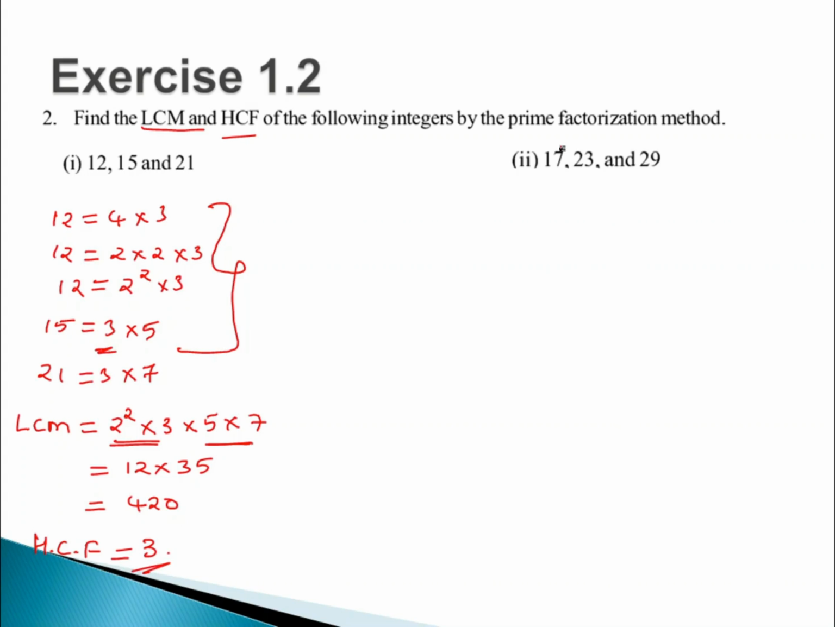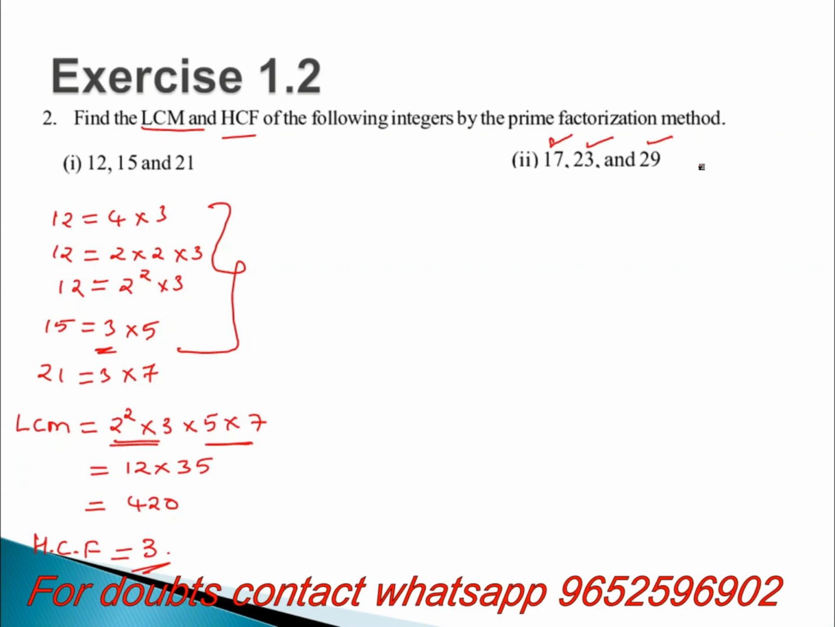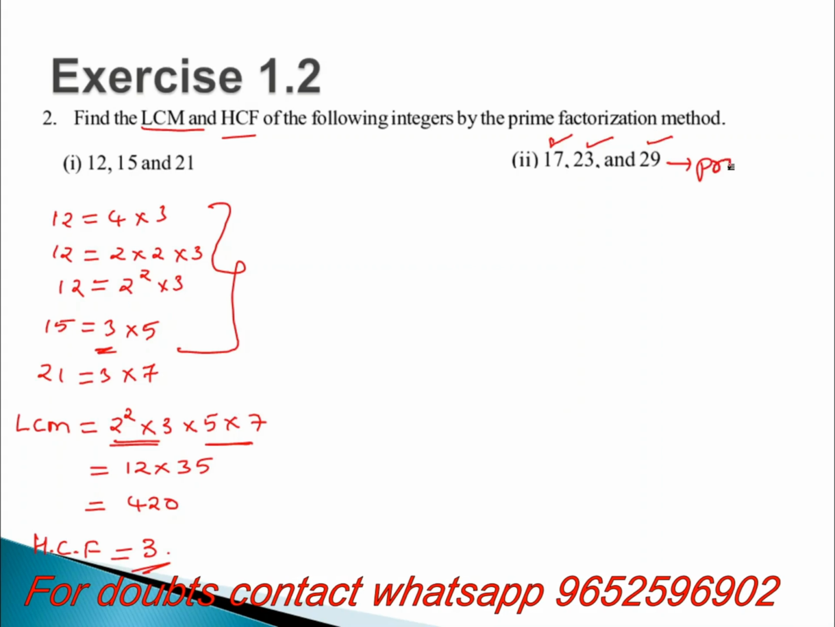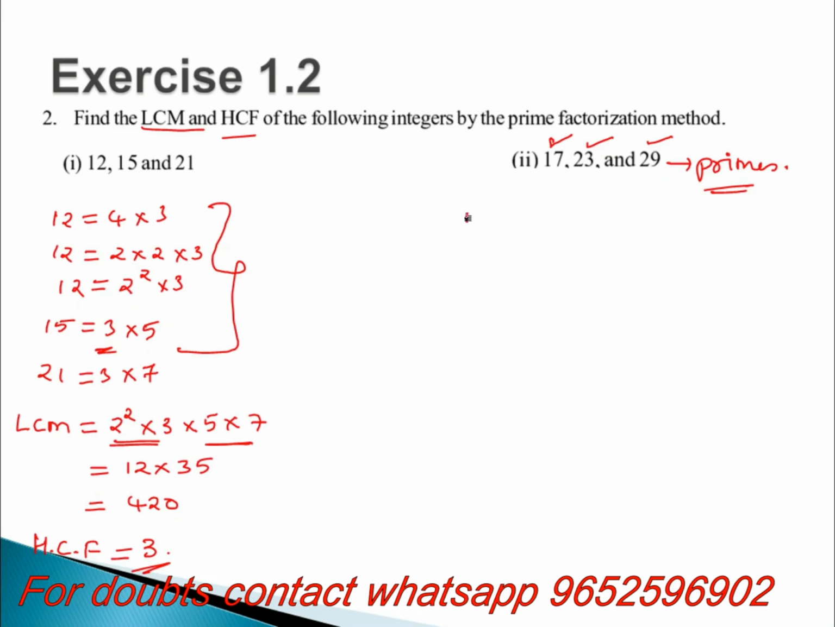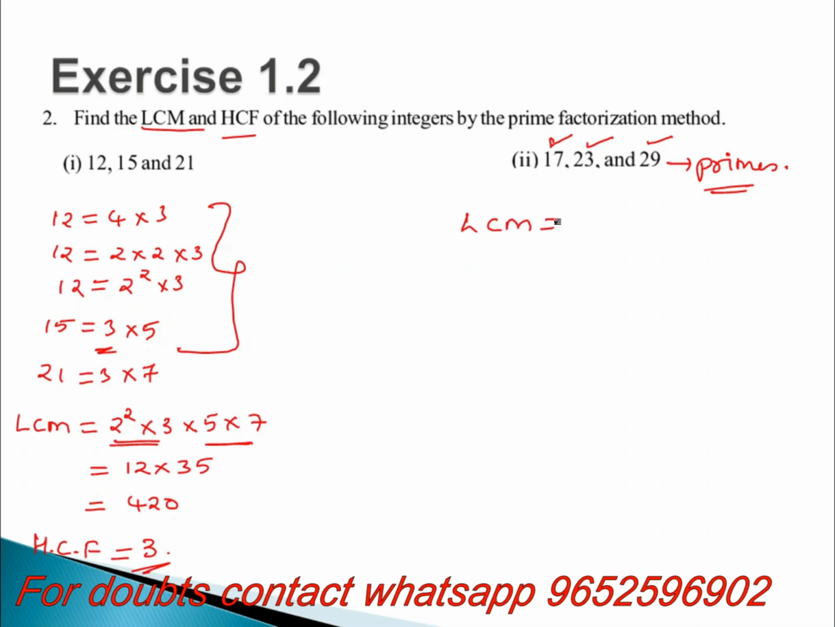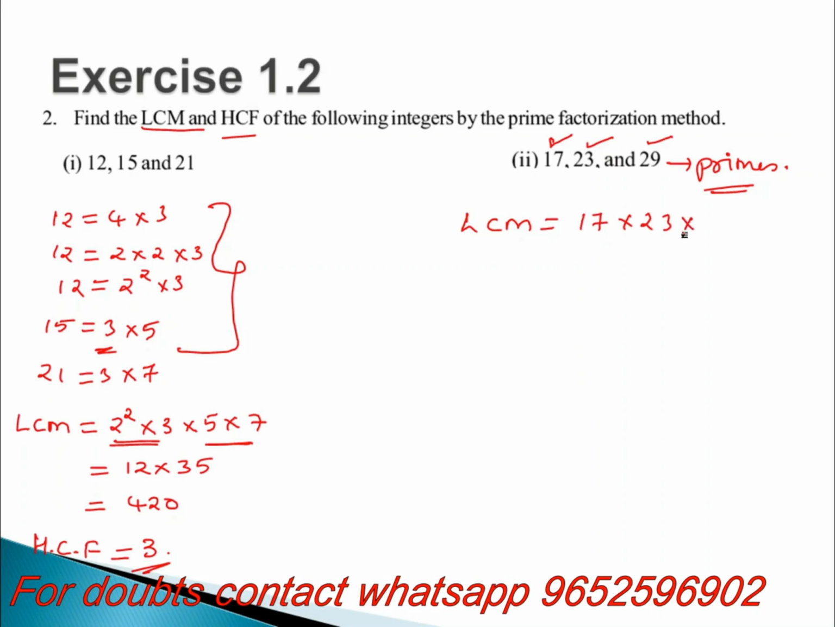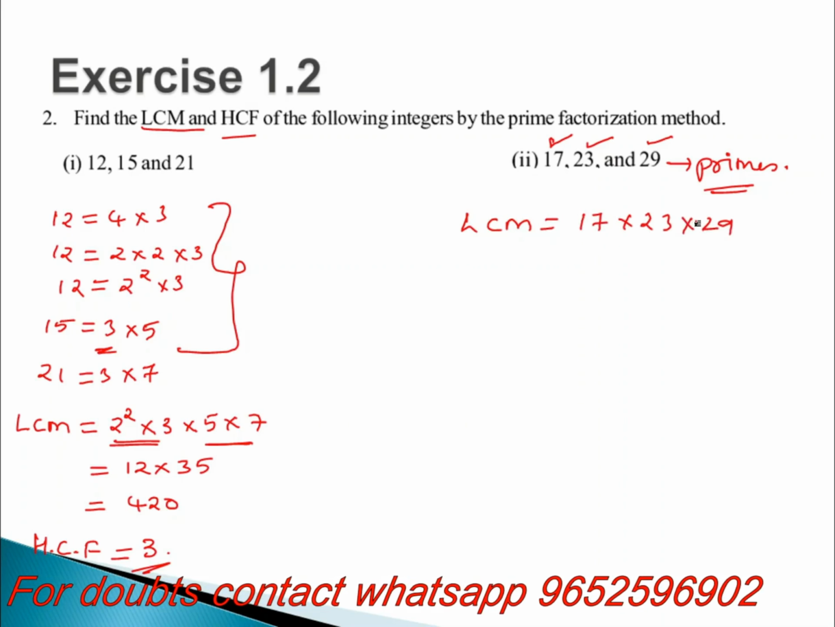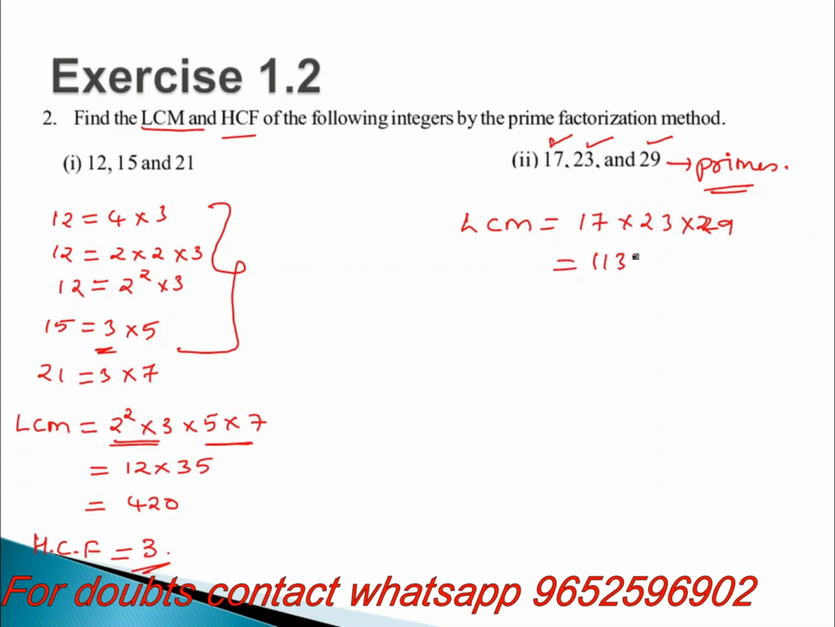Yeah, if you look at the next sum here, 17, 23, and 29, all of them are prime numbers. So for this, the LCM of prime numbers is their product. You need to do 23 into 29. So if you're doing this one, the resultant answer is 11339.